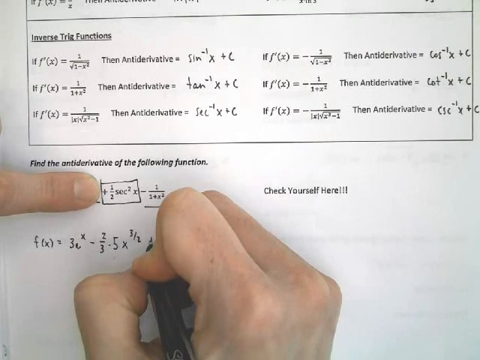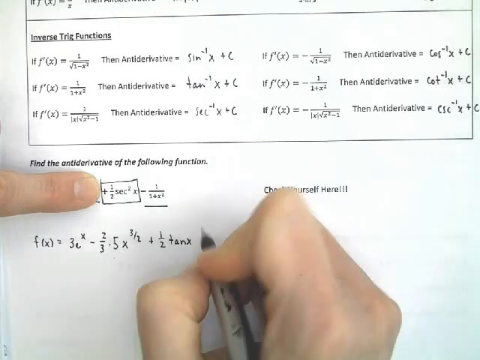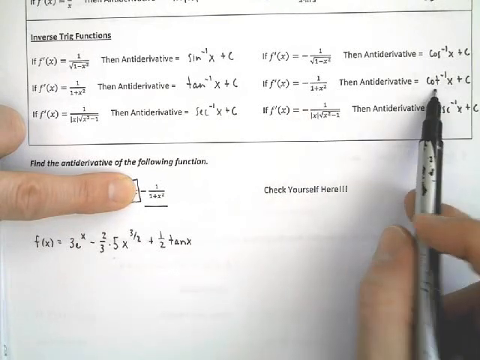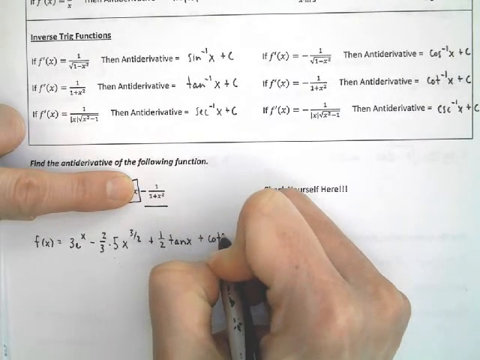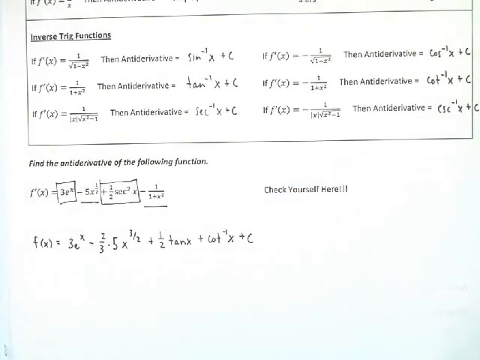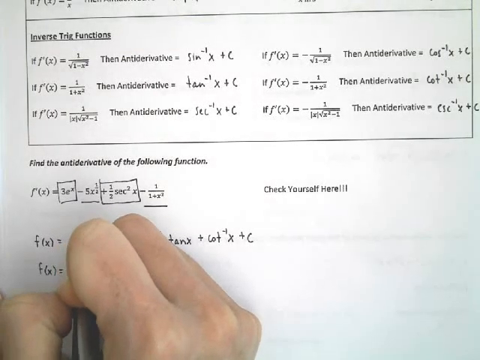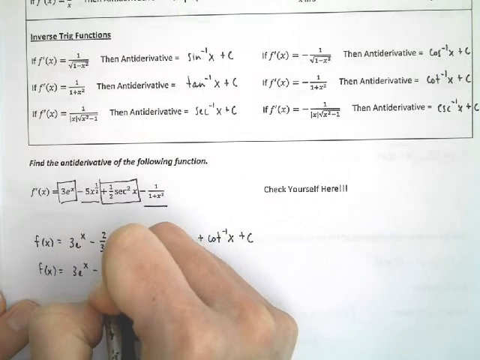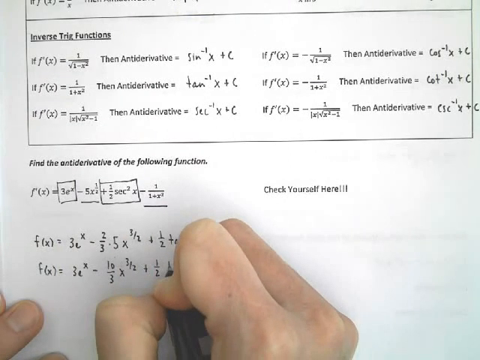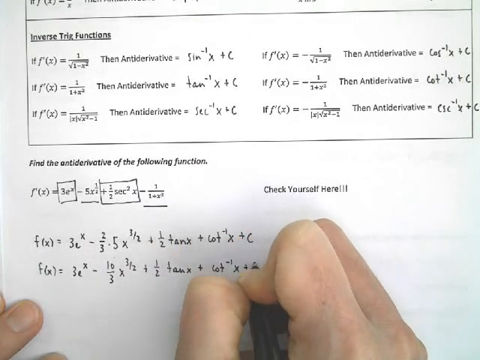See, secant squared of x, I know secant squared is the derivative of tangent of x. And then, let's see, this negative 1 over 1 plus x squared, that I know is the derivative of my inverse cotangent of x, and at the end I put my plus c. Now I'm going to do one little extra step here to simplify. So I have 3e to the x minus 10/3 x to the 3/2 plus 1/2 tangent of x plus inverse cotangent of x plus c.